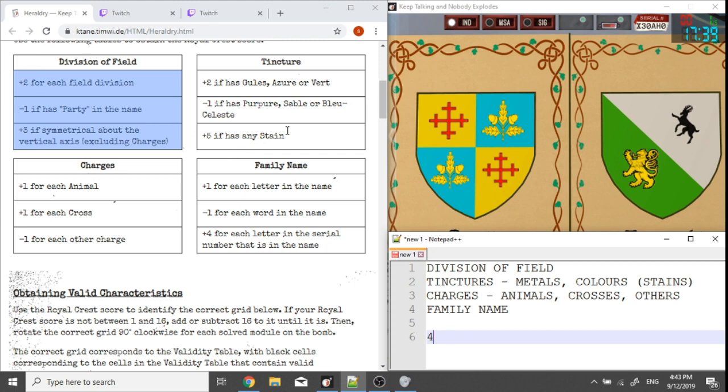Does it have any stain? I can identify that it has no stains. Plus 1 for each animal, so these are 2 animals. 1 for each cross. We don't have any crosses. We don't even have any others.